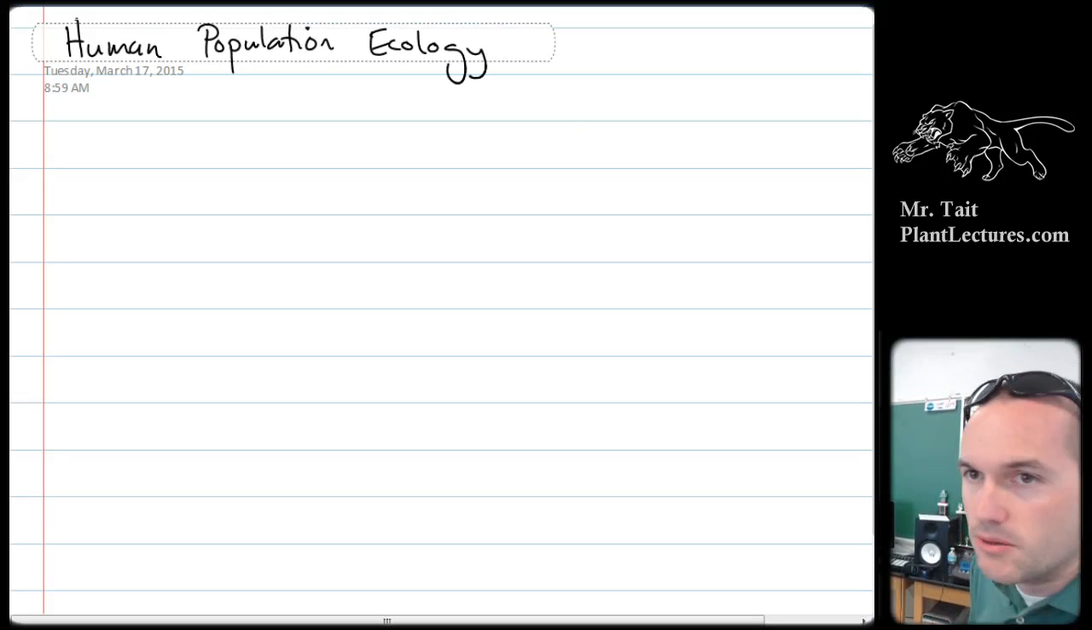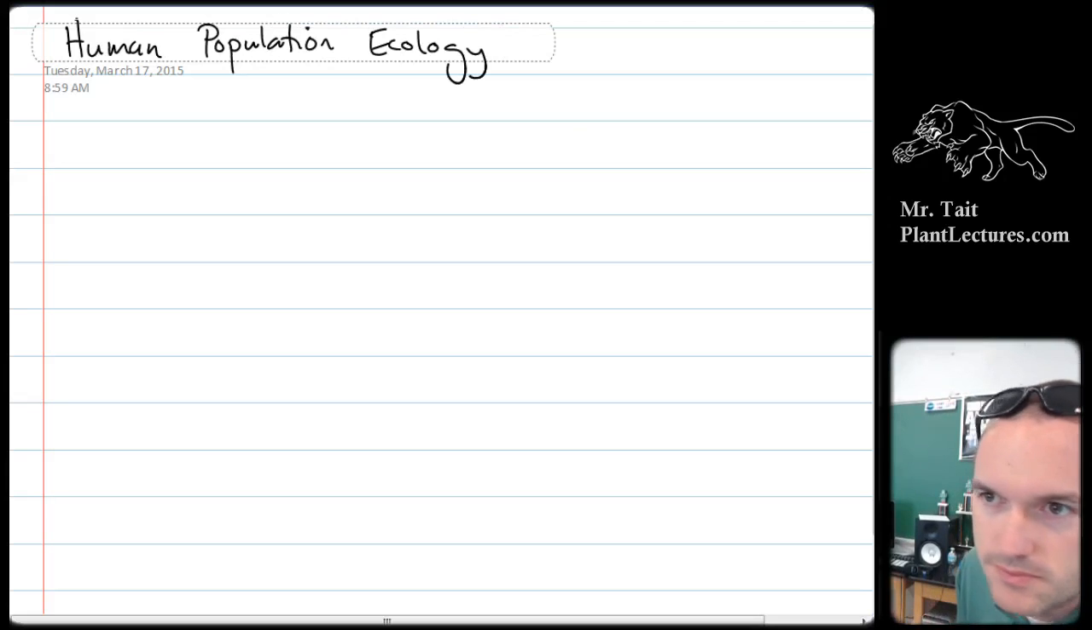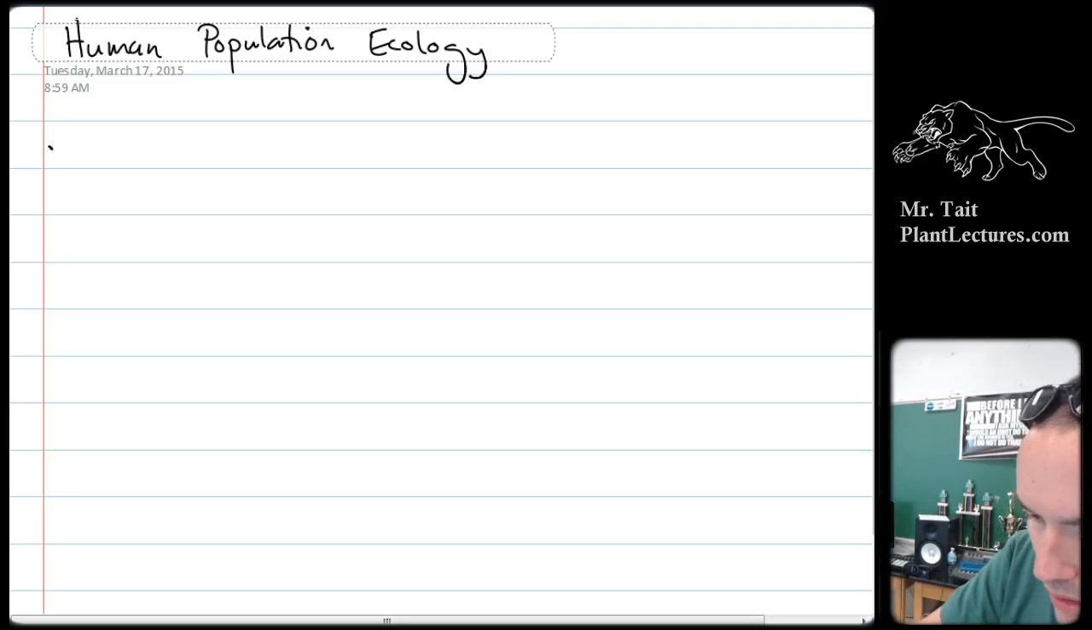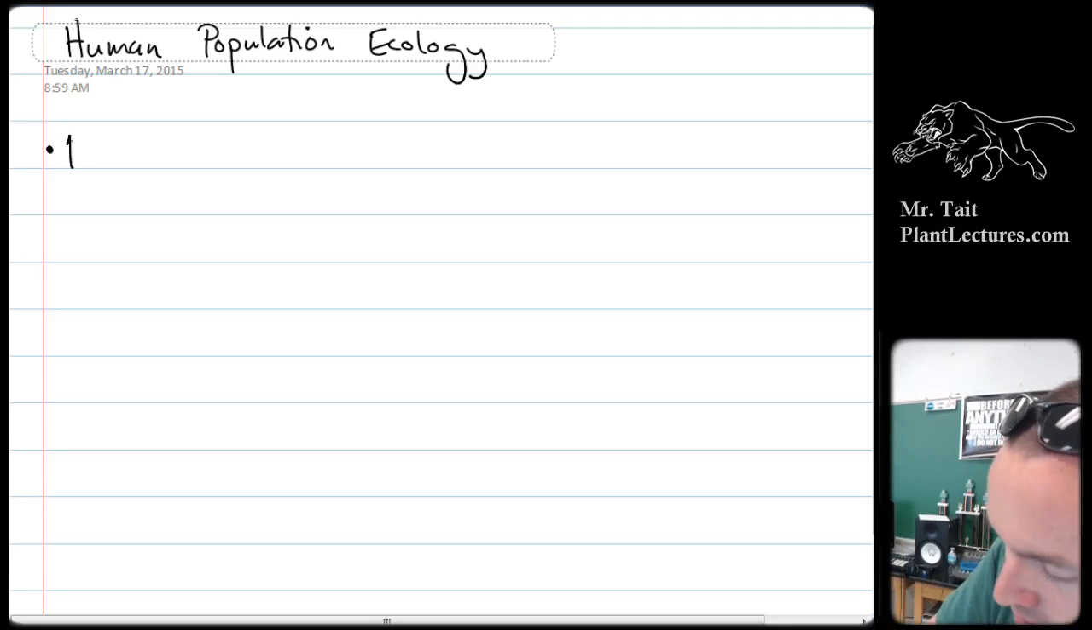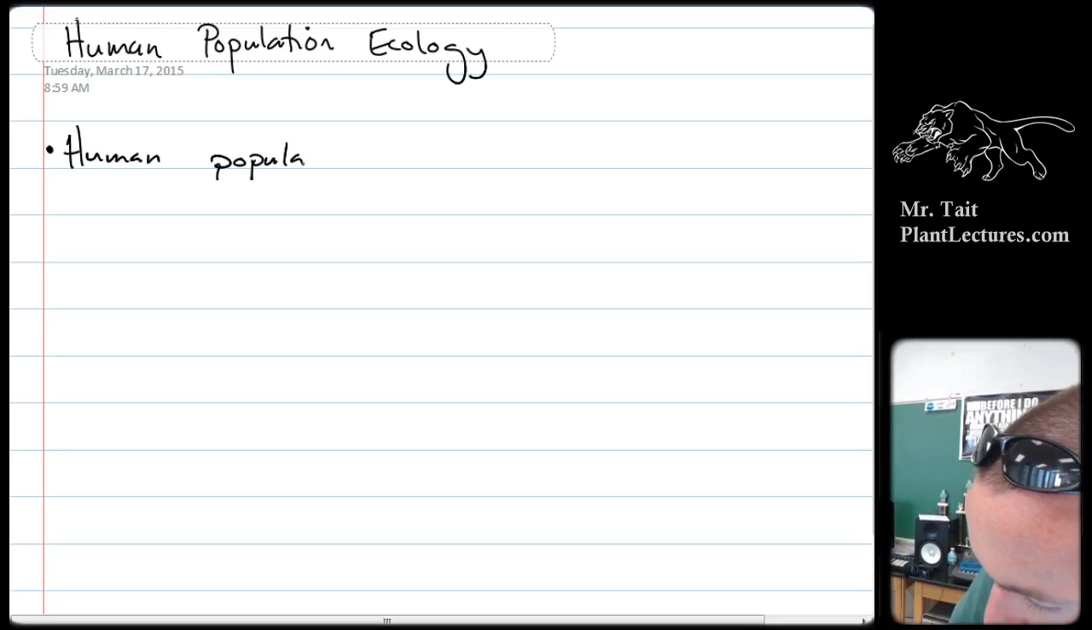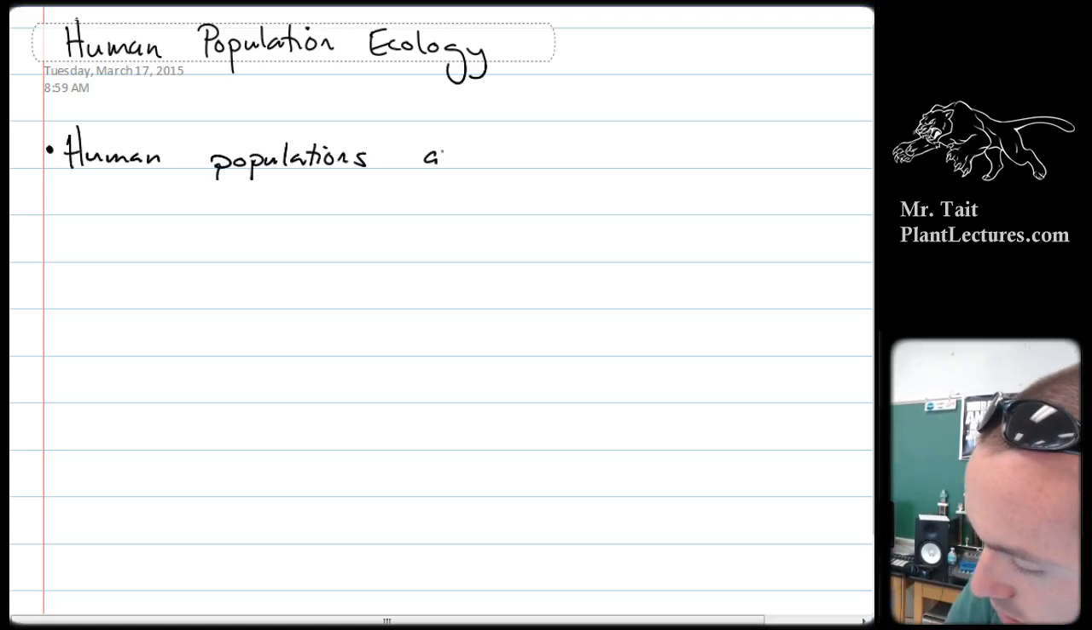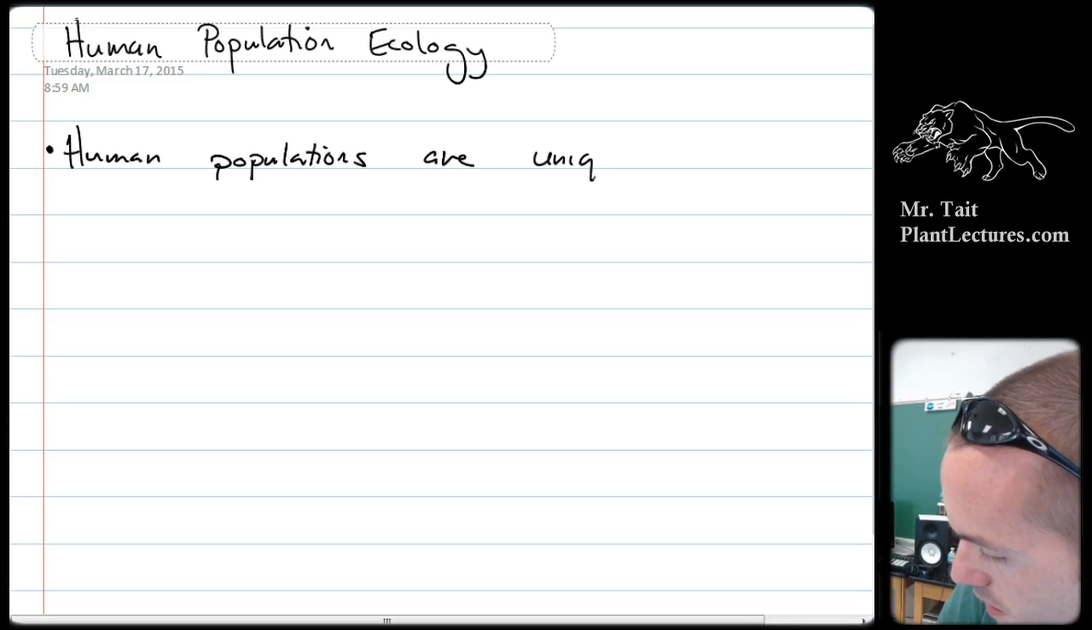Okay, so first thing you need to know, humans don't act like any other populations in the entire world, right? So no other animals, no other thing on Earth has a population that acts like the human population. We can say the human populations are unique from all other populations.